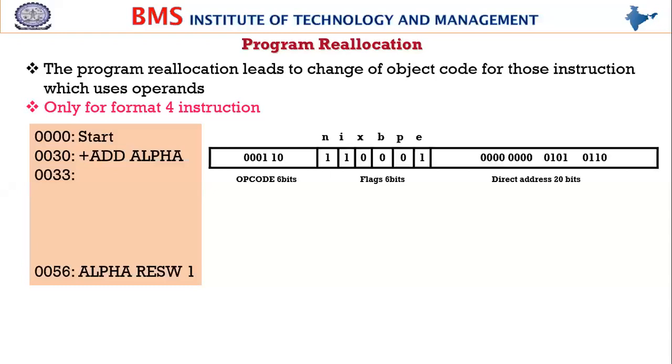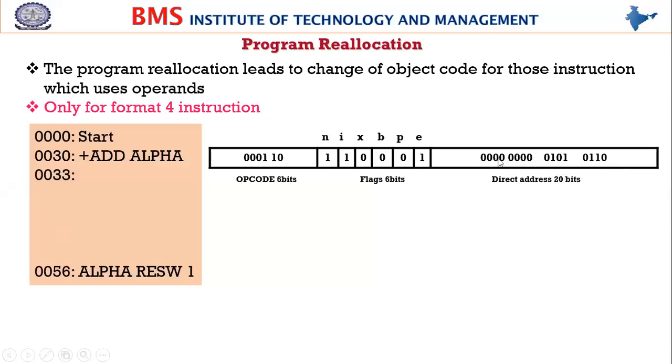When we assemble it, we're going to get something like this. ADD has the opcode 1B, so 011011 is written in the 6 bits. The N and I bits are 1 and 1, X is 0 because it's not indexed, B is 0, and P is 0 because it's an extended format 4 instruction, not a format 3 instruction. And the address 0056 is as usual represented in the 20 bits.